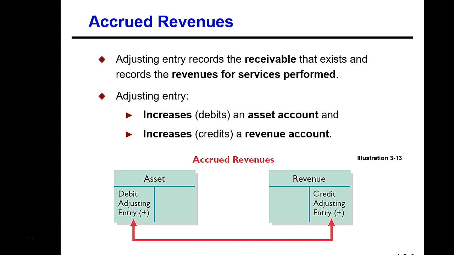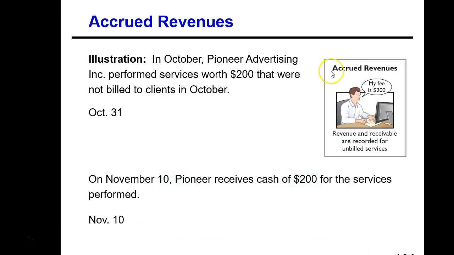So we're making the adjusting entry. We're going to debit an asset account or receivable account and credit a revenue account. For example, in October, Pioneer Advertising performed services worth $200 that were not billed to clients in October. So we're going to make an adjusting entry at the end of October to show the amount that we've actually earned by the end of that accounting period.